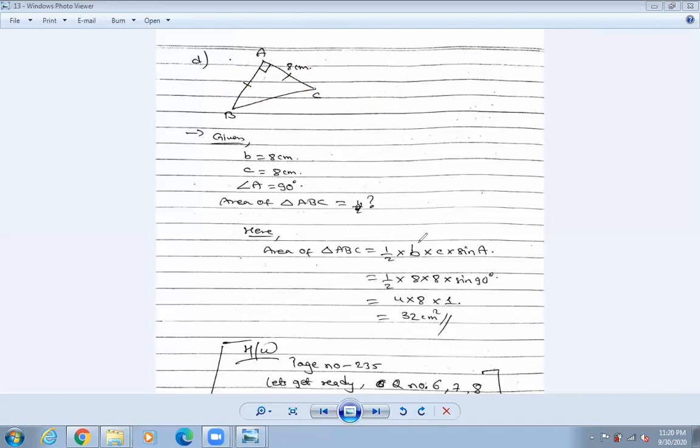Then B is how much? 8 centimeter. That means 8. C is how much? C is also 8. So sine A is how much? 90 degrees. So sine 90 degree. So this 2 and 8 will be cancelled. It becomes 4 into 8 into sine 90 means 1. Isn't it? Sine 90 means how much? It is 1. So 4 into 8 into 1, it becomes 32. So 32 square centimeter is our answer. Okay.